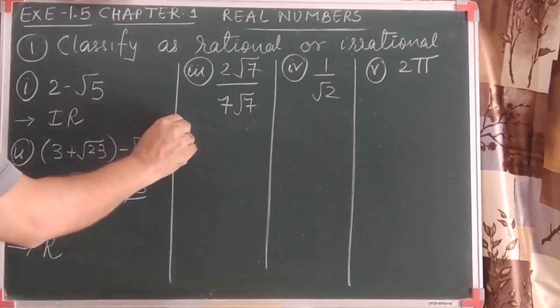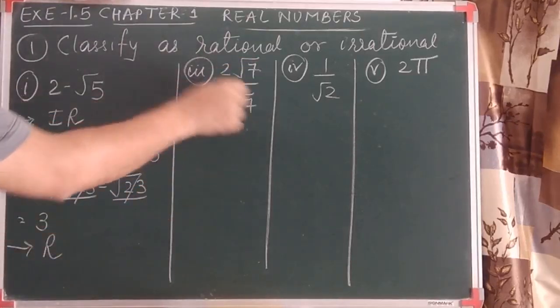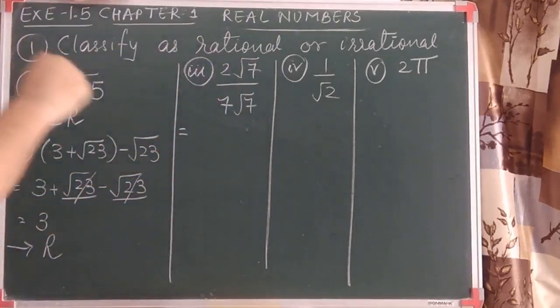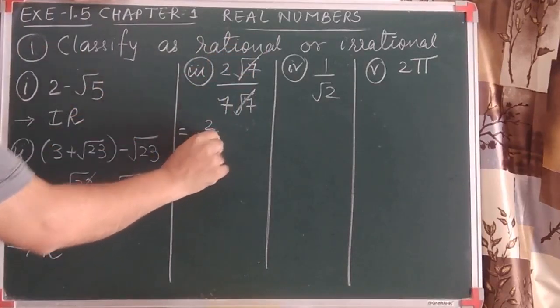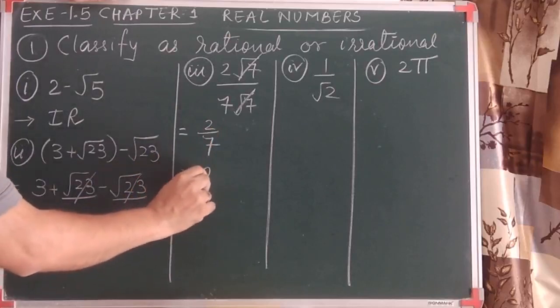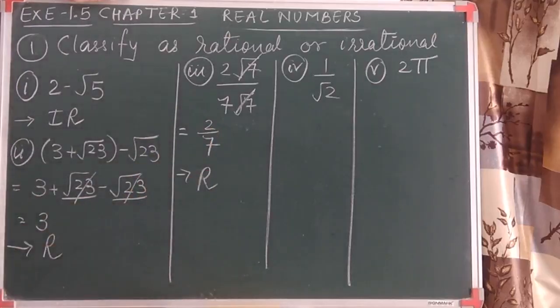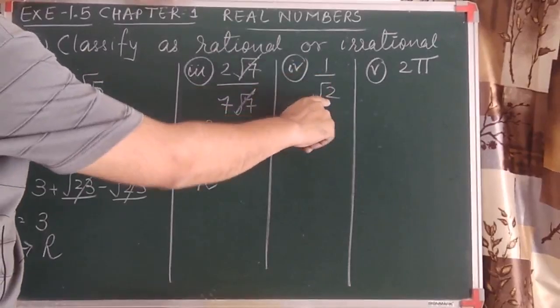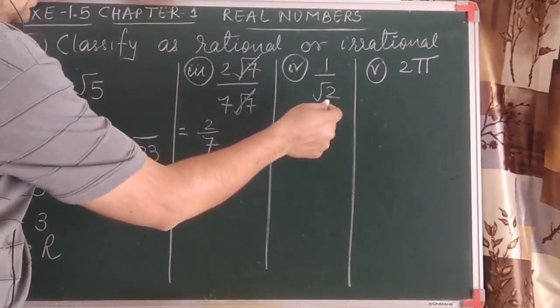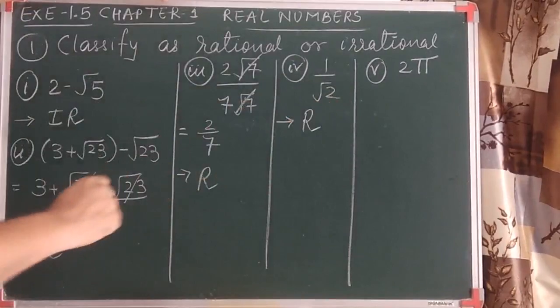Let's see this third number, root 7 and root 7. As both are like irrational numbers, they would be cancelled. So the number remains 2 by 7, which is p by q form. So this is a rational number. Let's see one more. It's 1 upon root 2. 1 is rational, root 2 is irrational. The division is not possible, so it is an irrational number.